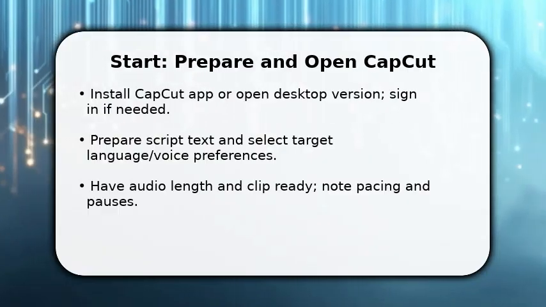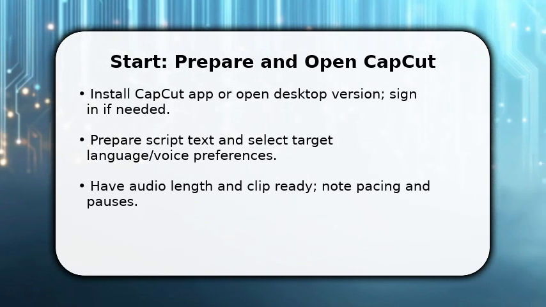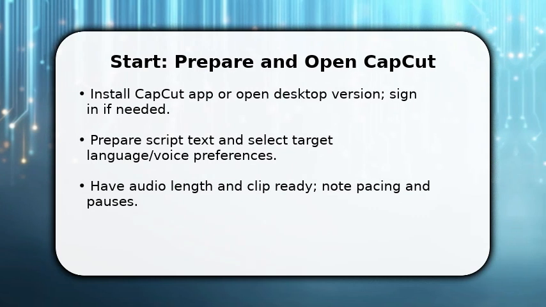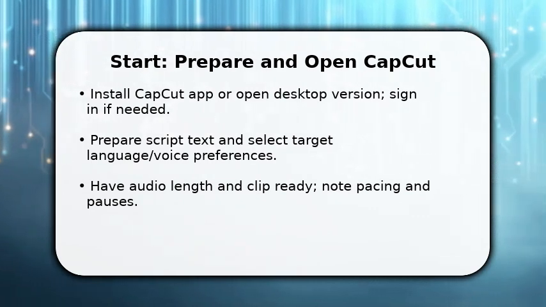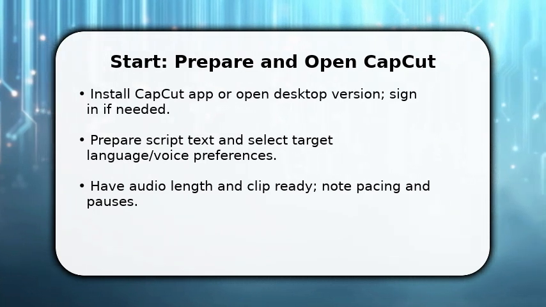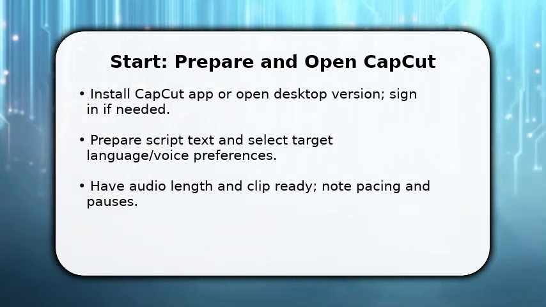You're ready to add AI text-to-speech in Capcut. First, open the app and load your project. Once loaded, import the clip where the voice will sit and keep your script text in a note so you can copy it quickly. Make sure you've chosen the language and rough voice style before creating the track.